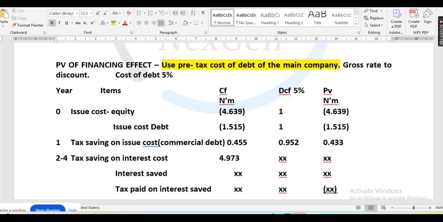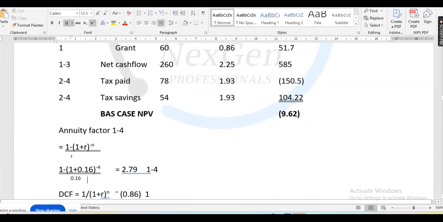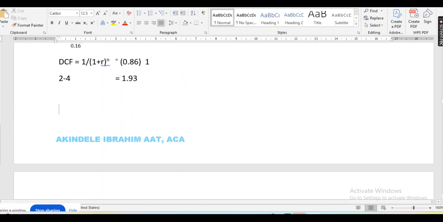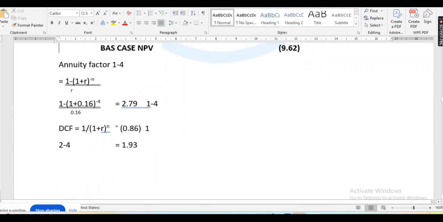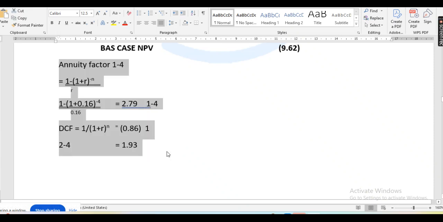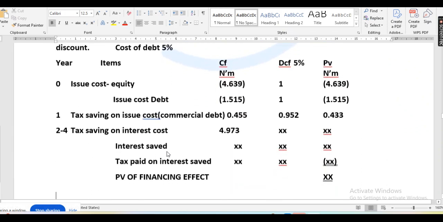Okay, let's quickly do it again. I think we did that in our previous lecture. 2 to 4, we've done it. This is the 2 to 4. First, you do 1 to 4. Oh, this is wrong now, because the DCF will change. Let me copy this and adjust it here.